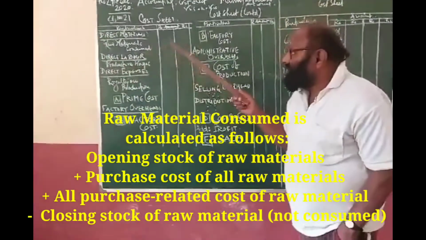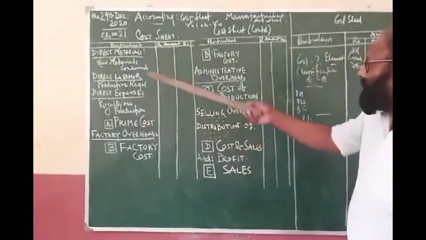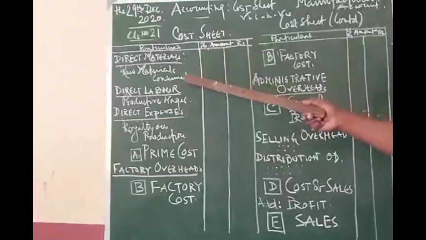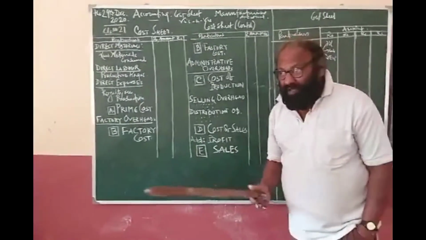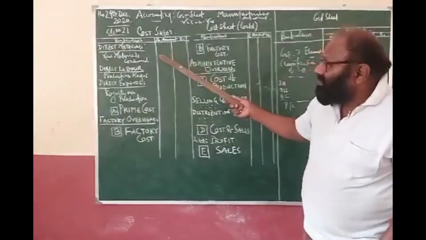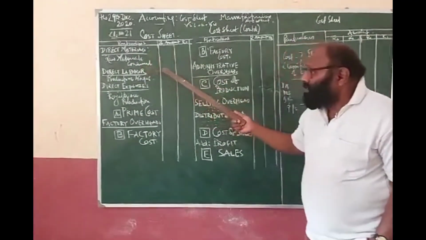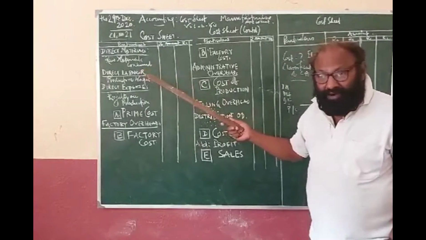Clear? So you see, this is a pro forma of a cost sheet. Direct material refers to the raw material consumed in the process of production. Are you getting me? So direct material refers to the raw material consumed in the process of production during a particular period.